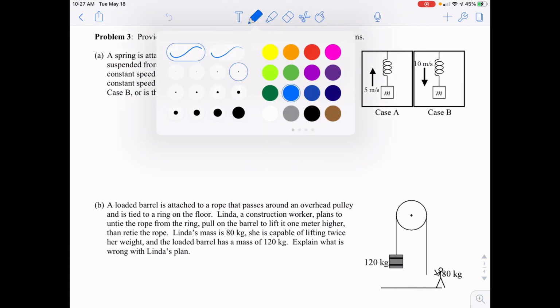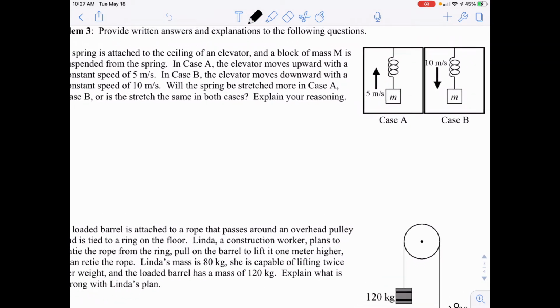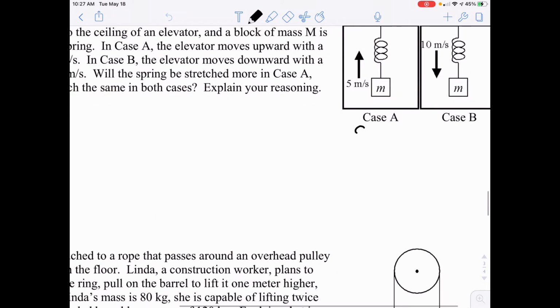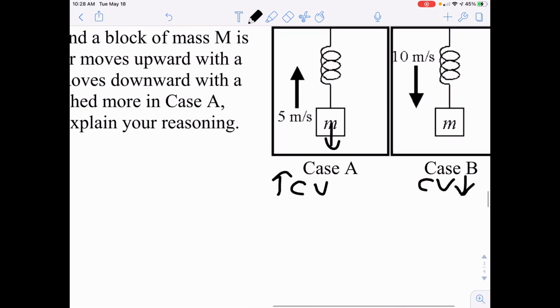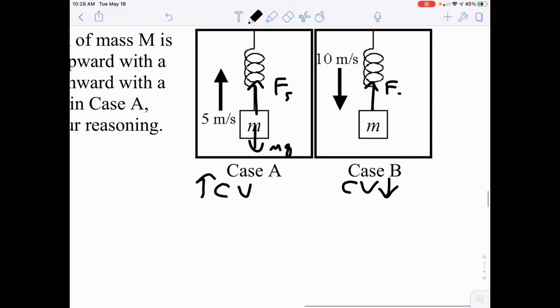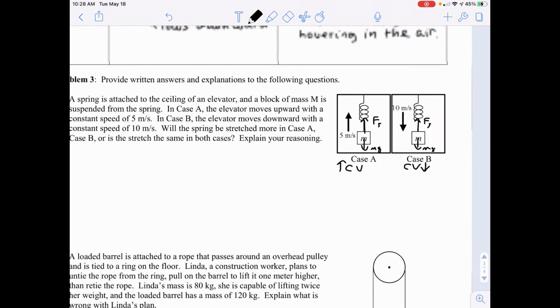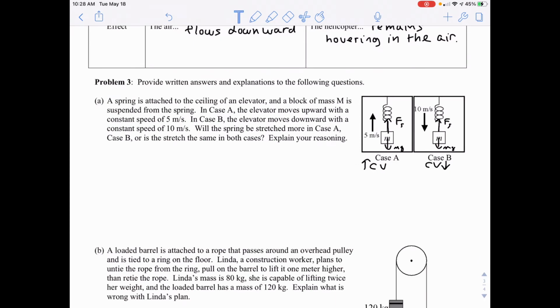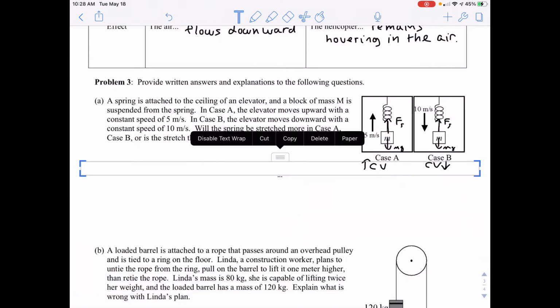Well, in both cases, you're moving with constant velocity, upward and downward. So in both cases, the mass and the spring force, since it is the same mass, are equally stretched. So we could reason out as follows.